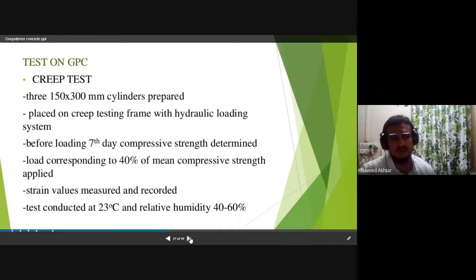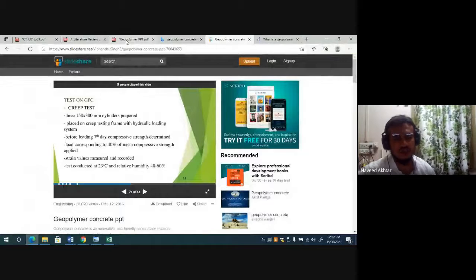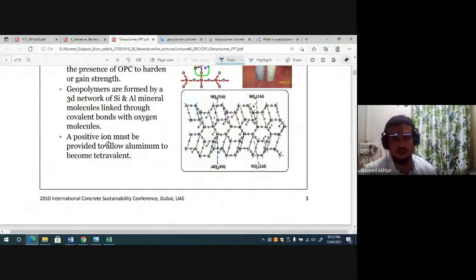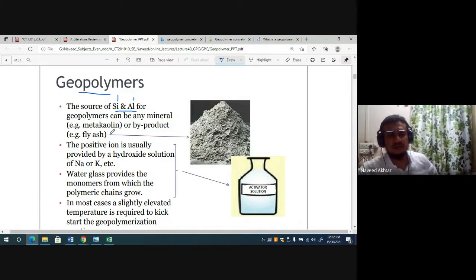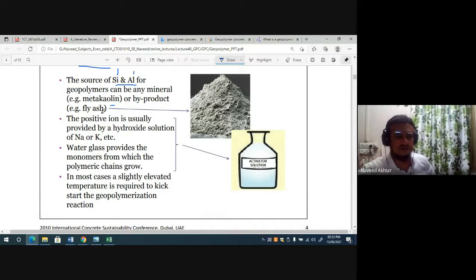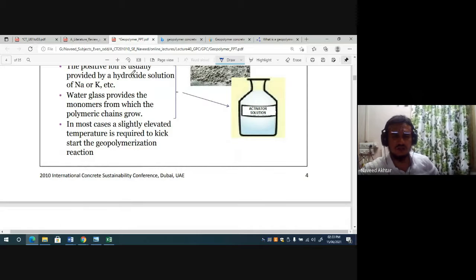It may be blocks, it may be concrete, and most of the fly ash is also used in cement production. Also, you can prepare a geopolymer cement by this. So for geopolymers, the source is silicon and aluminum. It can be any mineral, metakaolin also, fly ash or GGBS, which we are discussing. Then there are sodium silicate and sodium hydroxide.